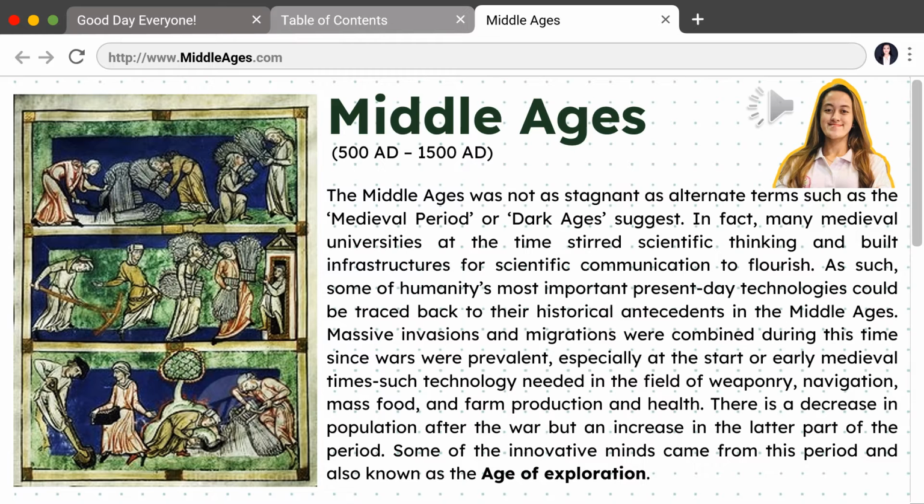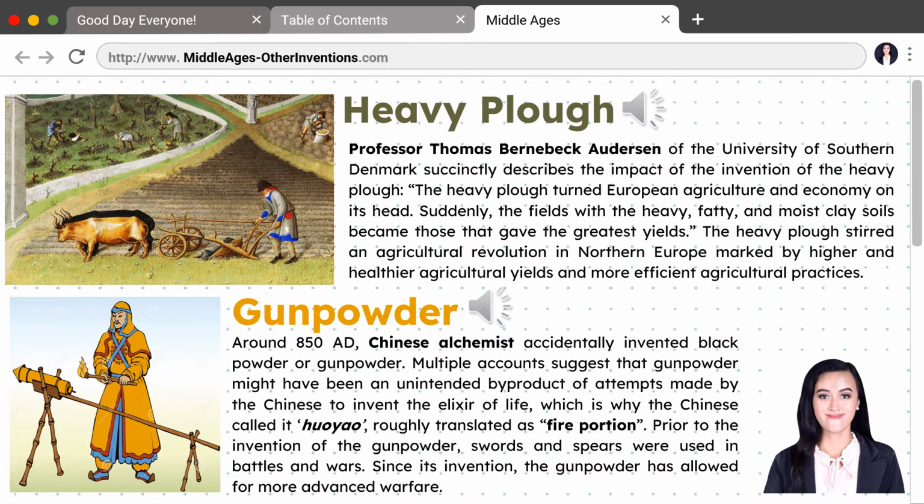Some of the innovative minds came from this period, also known as the Age of Exploration. The very first example of an invention in the Middle Ages is the heavy plow. Professor Thomas Bernebeck Alderson of the University of Southern Denmark succinctly describes the impact of the invention of the heavy plow. According to him, the heavy plow turned European agriculture and economy on its head.